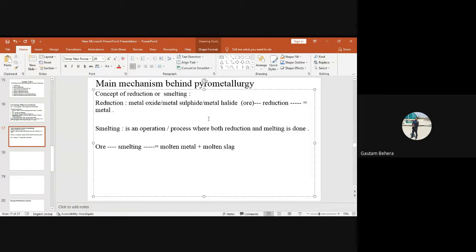If I am simply saying reduction, it may be smelting, or it may be normal solid state reduction, right? If it is solid state reduction, the metal obtained will be in the solid state. There will be no formation of slag, because that solid metal contains the gangue itself, or the slag itself, right? But if I'm saying smelting, that simply means molten metal will form, molten slag will form, right? That also simply means smelting is carried out at a high temperature, obviously.